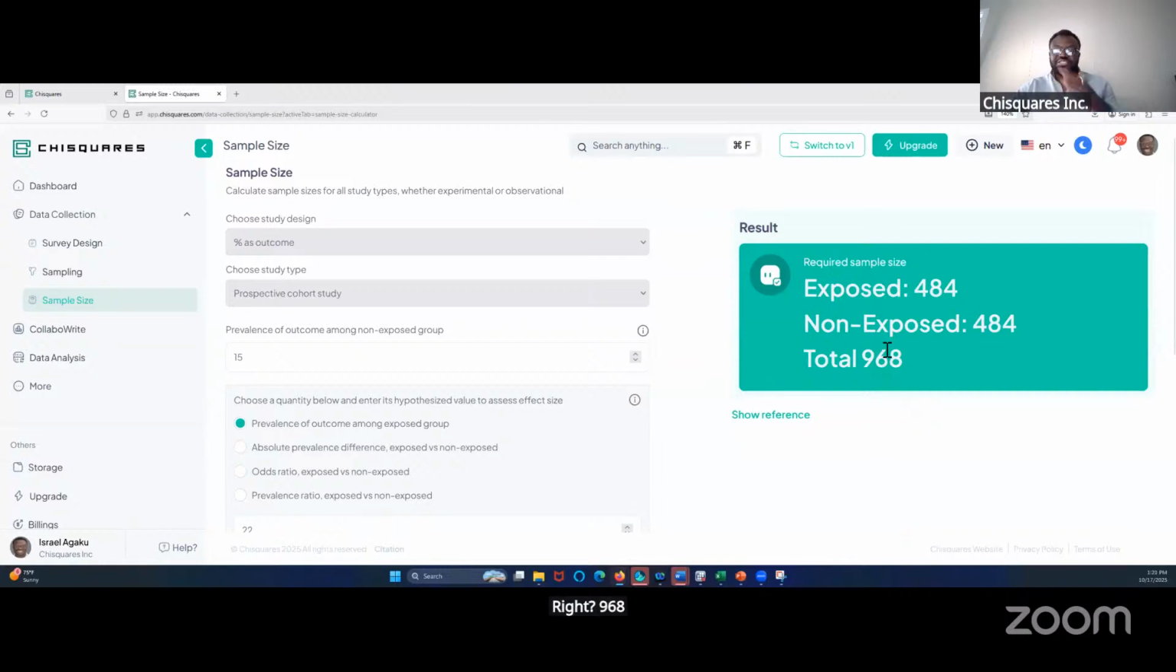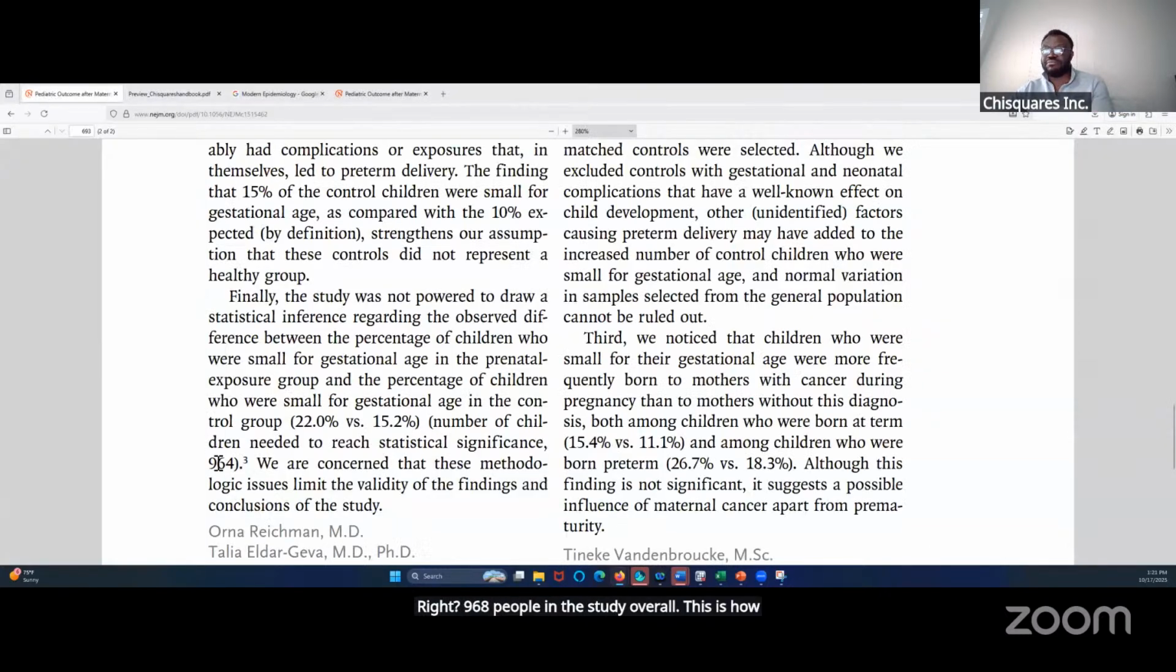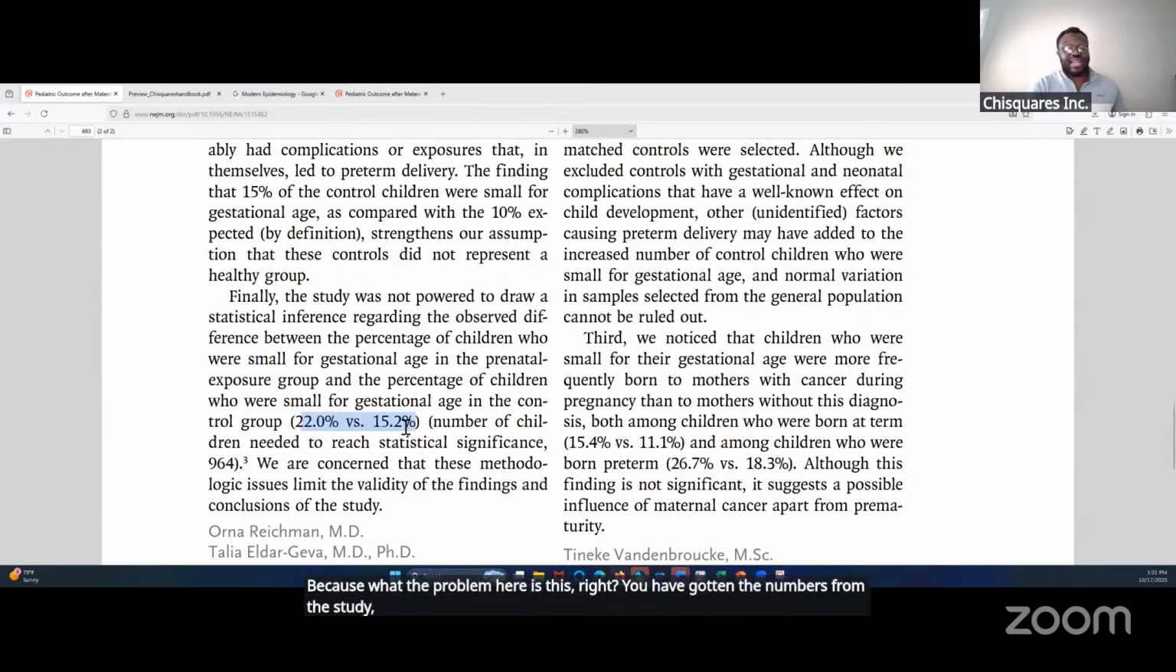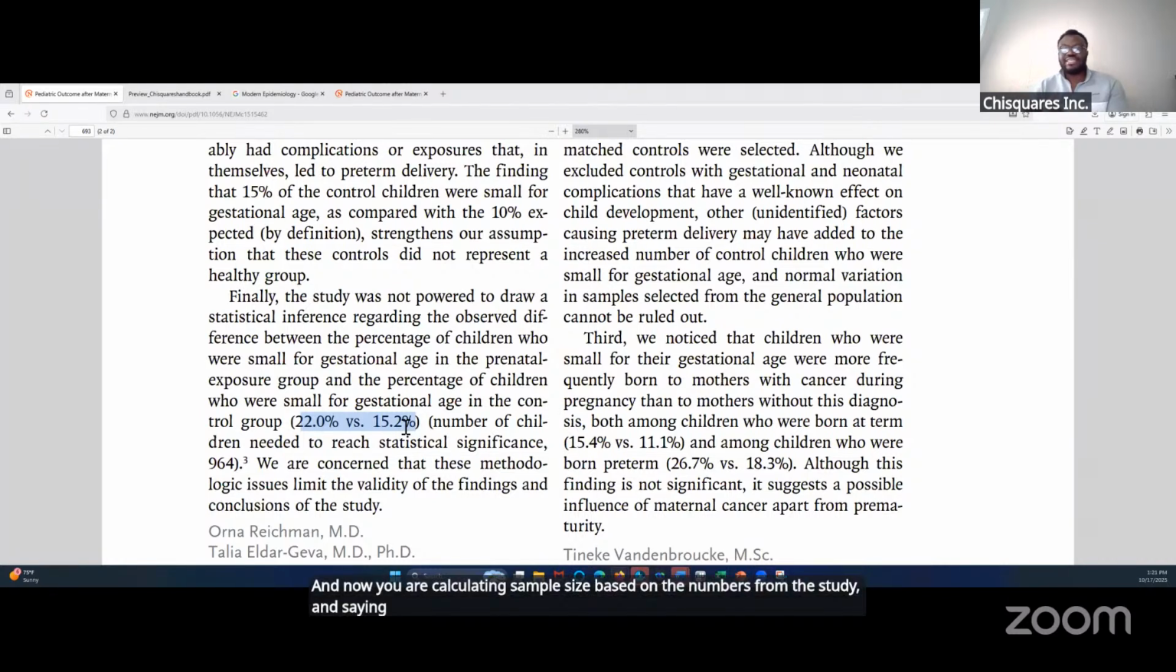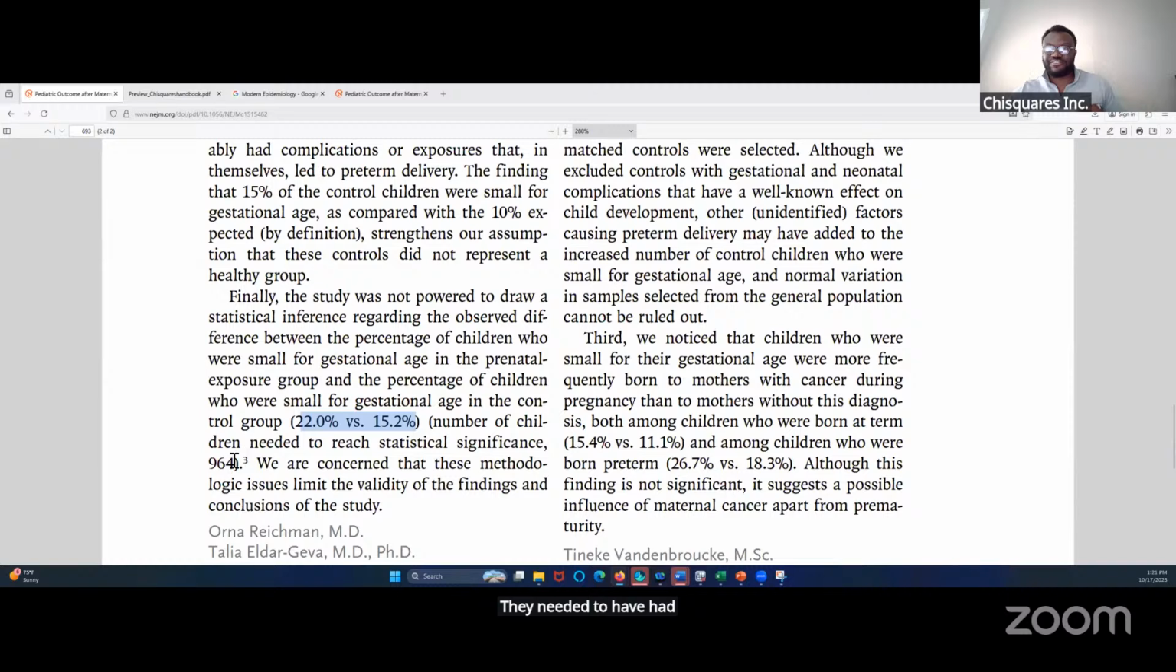968 people in the study overall. This is how they got this number, 964. This is a rounding issue. Now, what's the major flaw with this kind of approach or this kind of thinking? You have gotten the numbers from the study, and now you are calculating sample size based on the numbers from the study and saying they needed to have had 964 people. What's the problem with that from an epidemiologic lens?